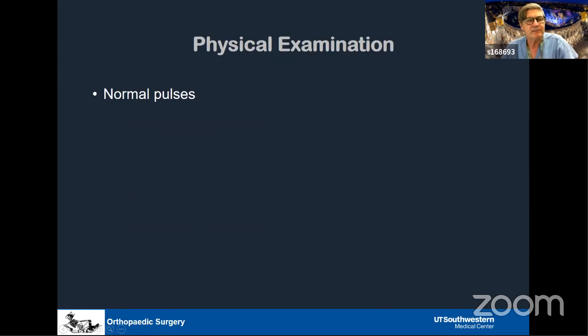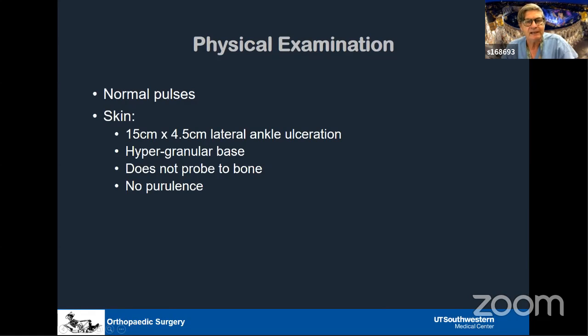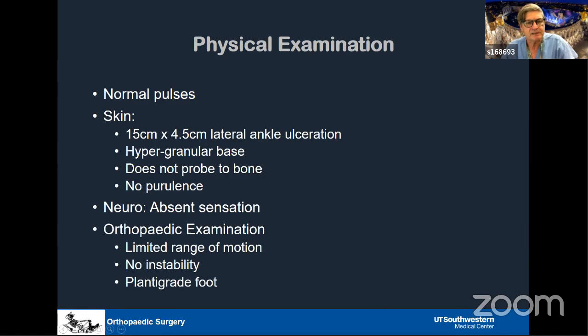And so when I saw him, he had normal pulses. He had a fairly large ulceration with a hypergranular base. It did not probe to bone. There was no purulence present. As you might expect, his sensation was absent, and his orthopedic examination demonstrated limited mobility, but no gross instability, and his foot was relatively plantigrade at that point.